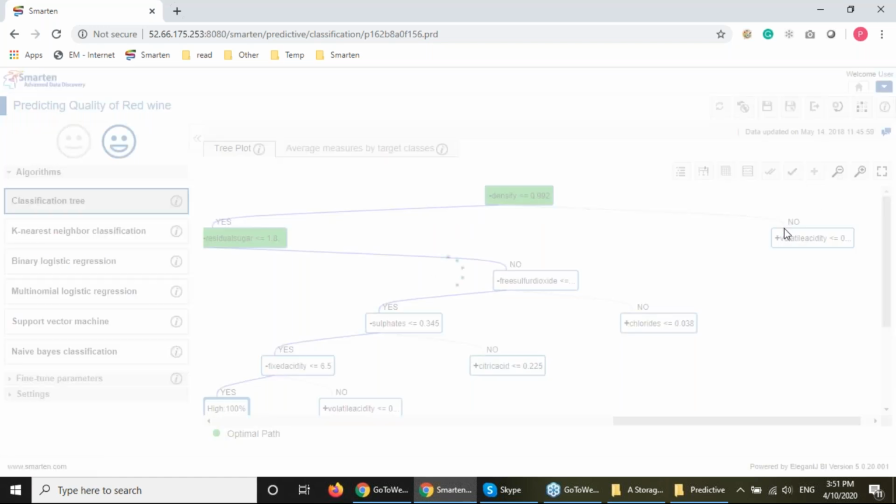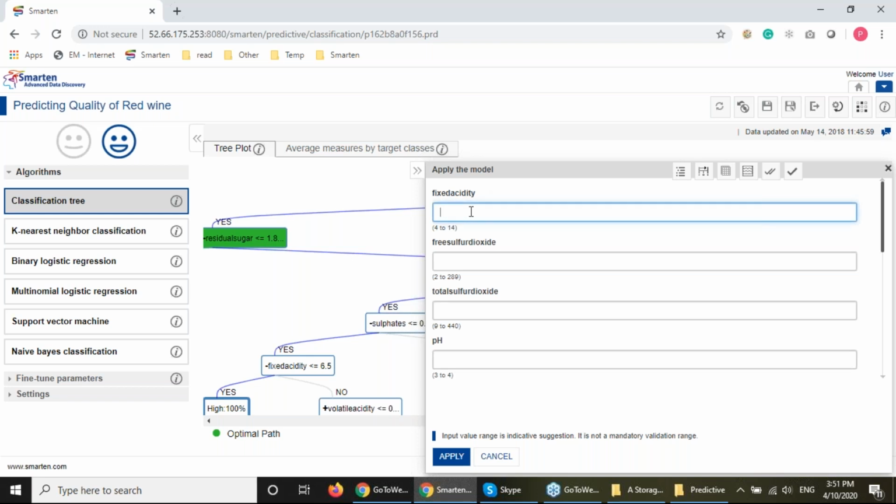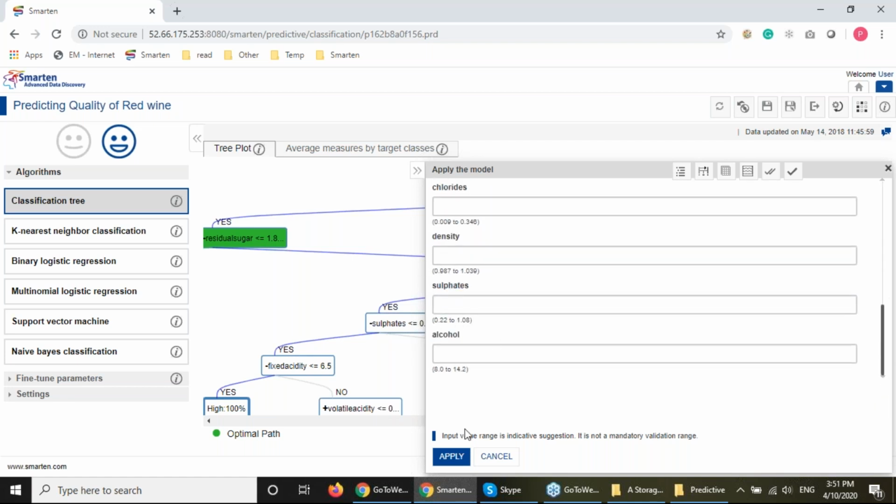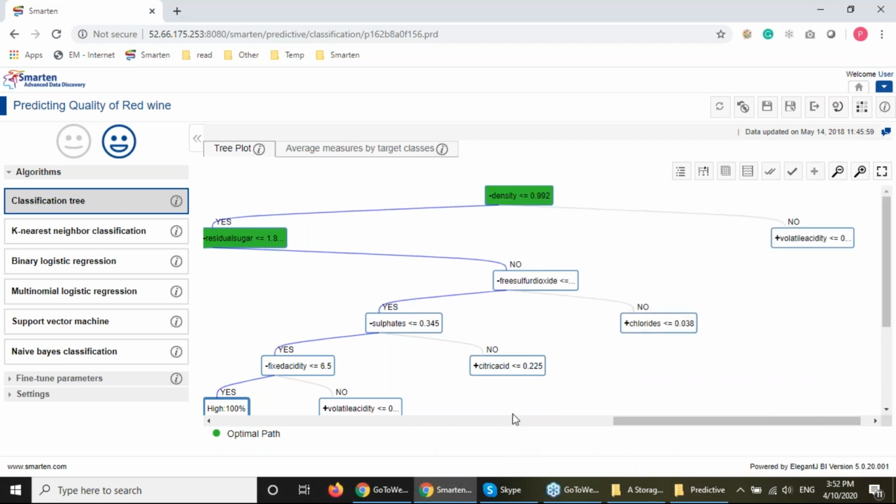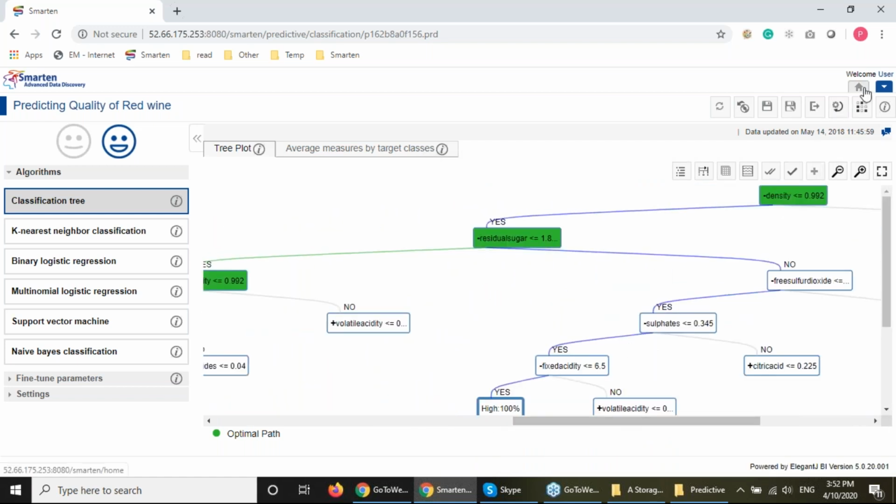I'm not applying the values here, but you can also apply your batch data of, say, for example, fixed acidity is this much, free sulfur dioxide is this much, pH value, etc. You can give an example and apply it, and it will tell you whether a high quality or low quality wine is likely to be produced and what are the chances of that.